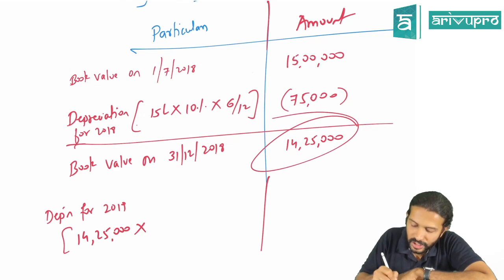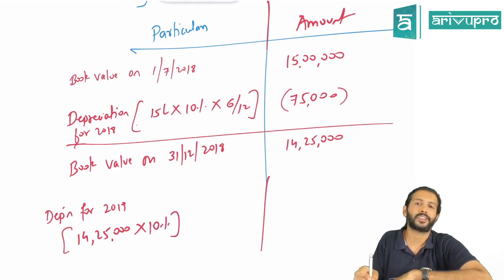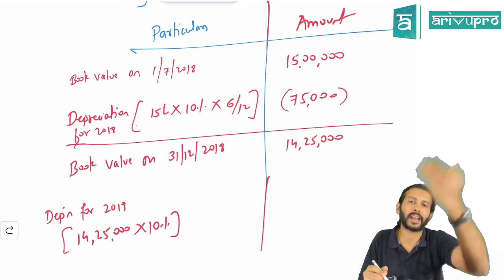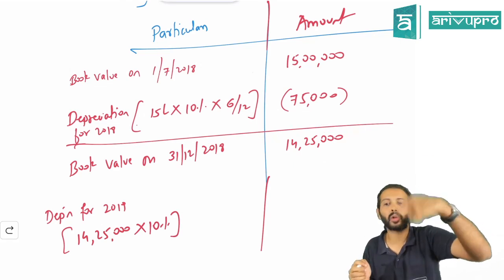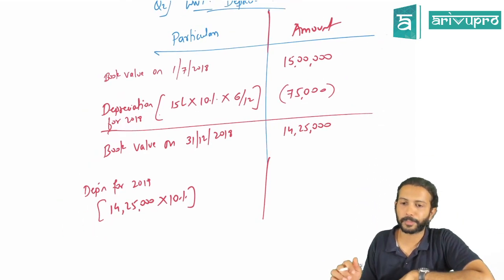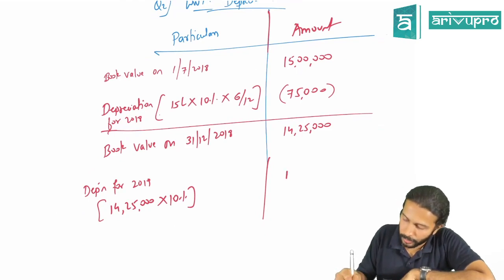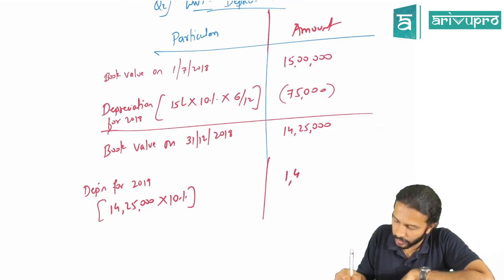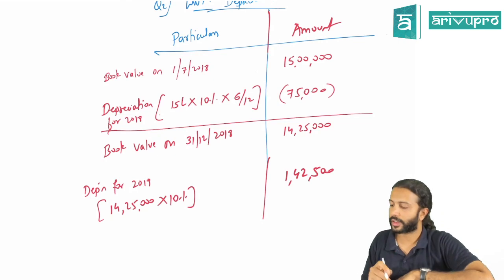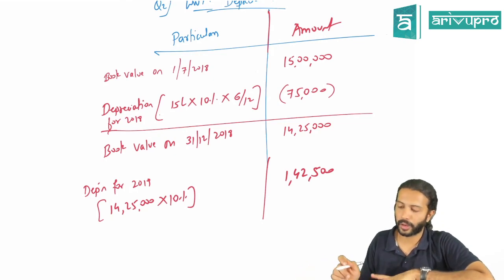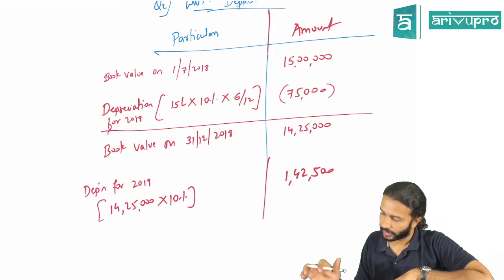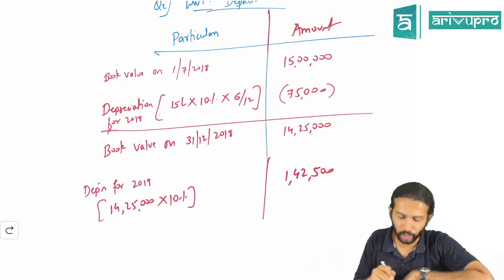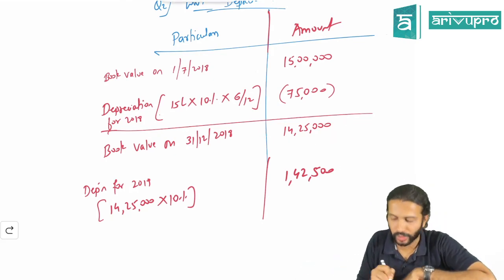14,25,000. On this you need to apply 10%. So you will not calculate on 15 lakh. At the end of the year, however much the balance is, on that you will go on calculating depreciation each year. That means how much will be depreciation? Depreciation will be 1,42,500. Did you get now, everyone, how? The value keeps reducing. On this reduced value, you calculate depreciation.